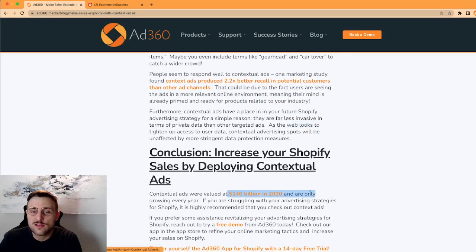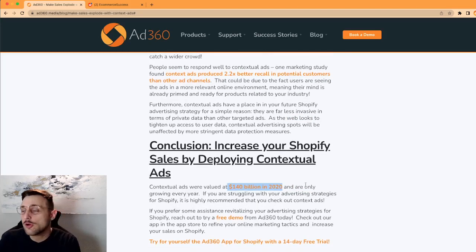It's already a quite large form of ads with $140 billion in 2020, but it's growing every year. It's going to get more and more important as more brands understand the value in these types of ads and start using them. And at the moment, there are fewer people using this type of ads than there are people trying to target the same audience over and over on Facebook or TikTok or whatever other social media you're using.